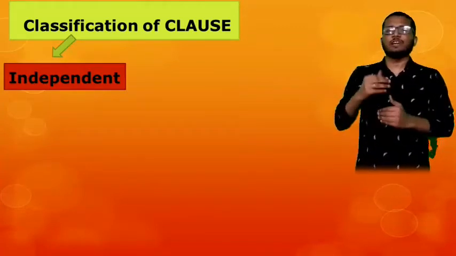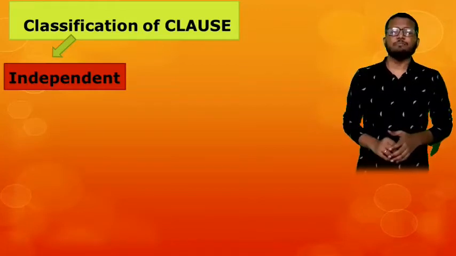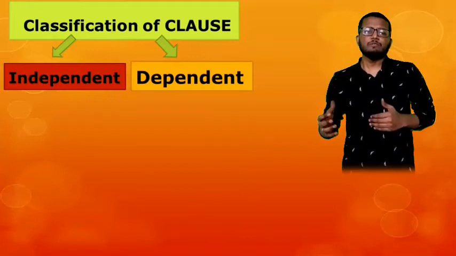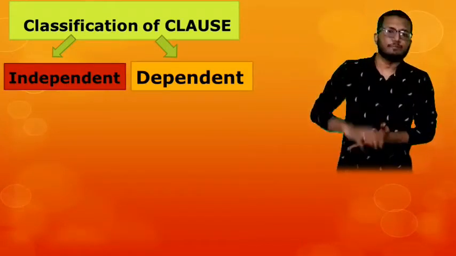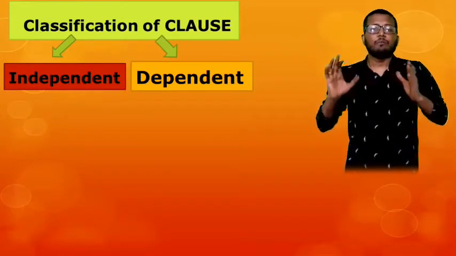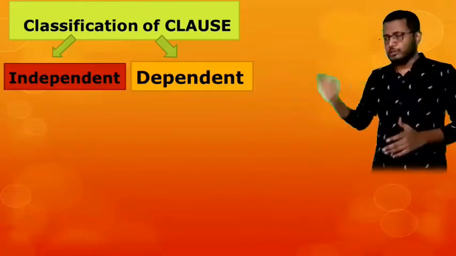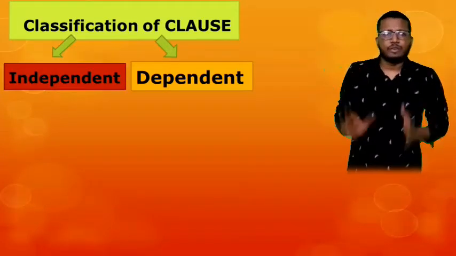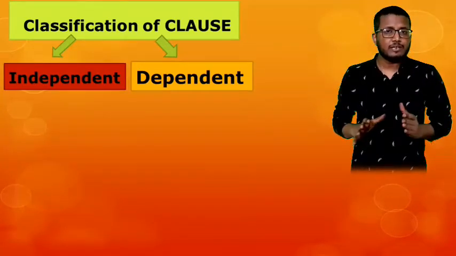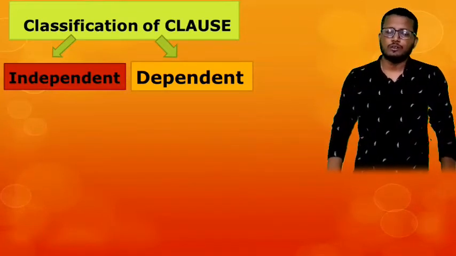Then obviously the second one you can guess. The second one is dependent, obviously the opposite of independent. Dependent means what? This clause depends on something. It has meaning, but it has no complete meaning. Because we are discussing clauses, these two clauses, independent and dependent, both have meaning, but the independent clause has meaning completely and doesn't depend on others, but the dependent clause obviously depends on others.